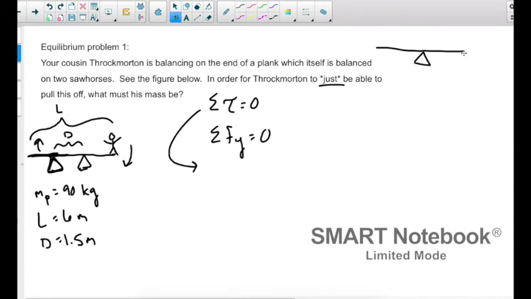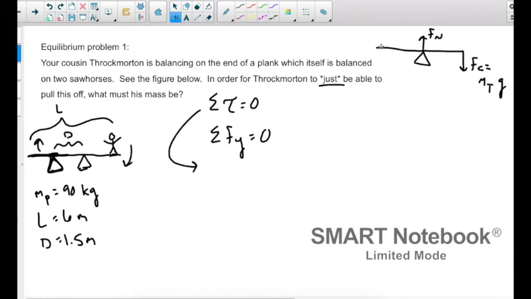I know that Throcky is contacting it right here at the end, so force of contact. And that force of contact is going to be equal to Throckmorton's weight, right? He's weighing down onto it. In other words, I know that the plank contacts through a normal force up on Throckmorton, so Throckmorton has to push down with the same force. So we could call this a normal force as well. That's going to be equal to the mass of Throckmorton times little g. I know there's a normal force right here.